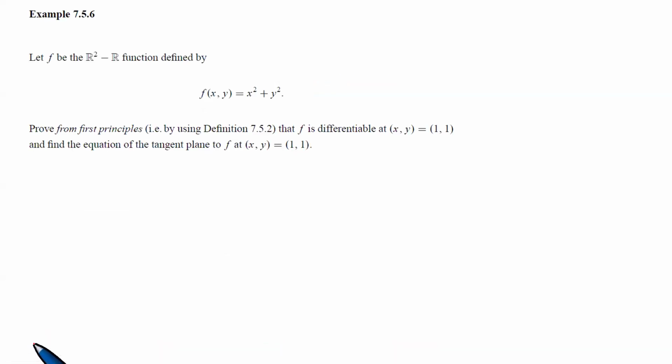Let us look at some examples. Let f be an R2 to R function defined by x squared plus y squared. Prove from first principles, that is by definition 7.5.2, that f is differentiable at (x, y) equals (1, 1), and find the equation of the tangent to f at (x, y) equals (1, 1). So let us look at this. How do we prove from first principles that f is differentiable at this point? We will look at these together.